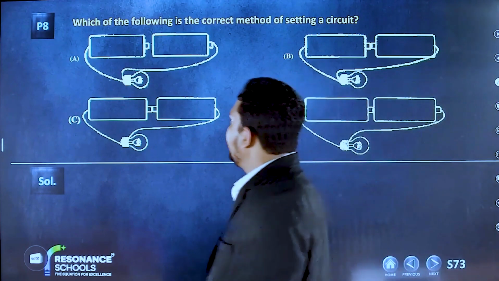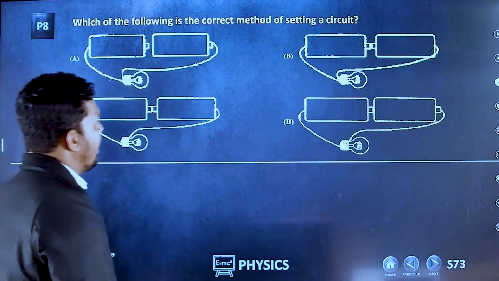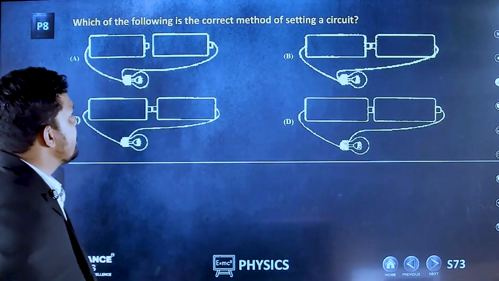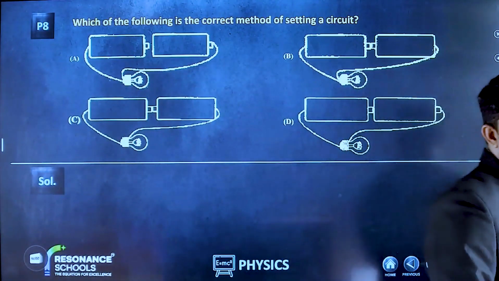Now, point number 1. There is a small, fine gap between A and D. Which of the following circuits is the correct method of setting a circuit? There is a very, very fine method.